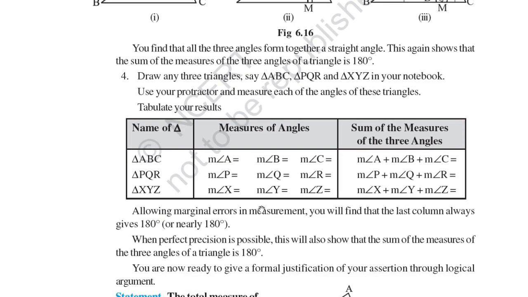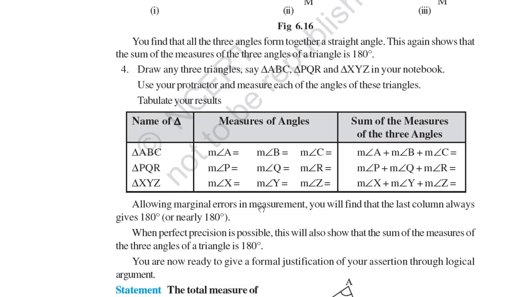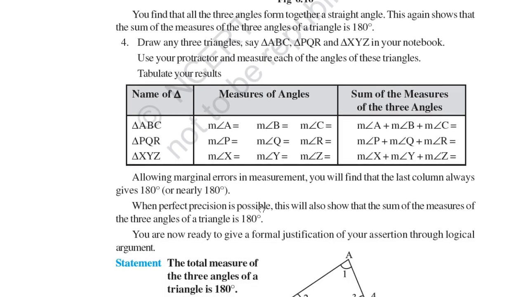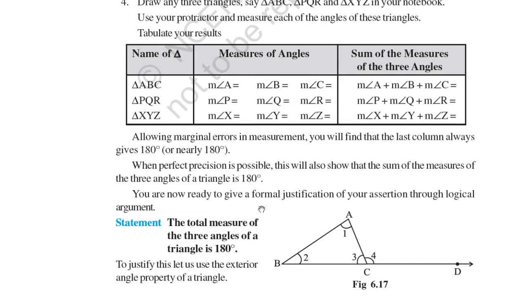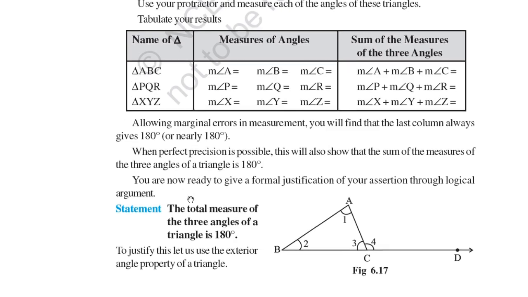Draw any three triangles, say triangle ABC, triangle PQR and triangle XYZ in your notebook. Use a protractor and measure each of the angles of these triangles. The tabular result you can see here. For triangle ABC, you can measure angle A and so on, and then write the sum of the measures of the three angles. So it will be 180. Allowing for marginal errors in measurement, you will find that the last column always gives 180 degrees or nearly 180. When perfect precision is possible, this will also show that the sum of the measures of the three angles of a triangle is 180 degrees.